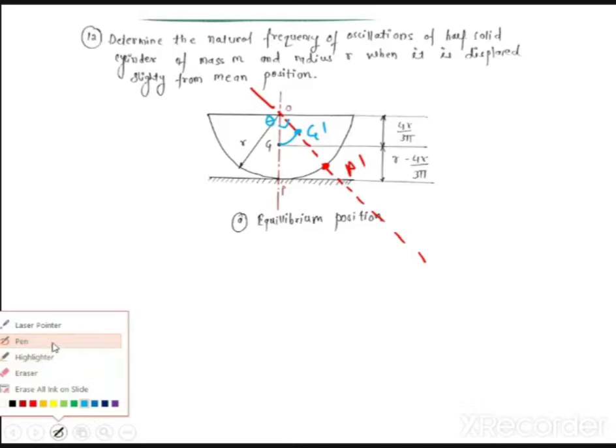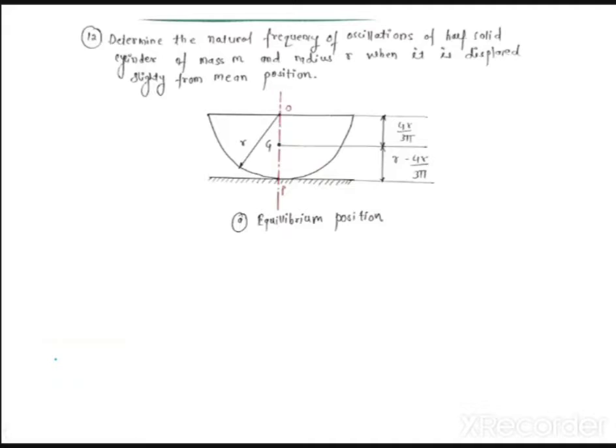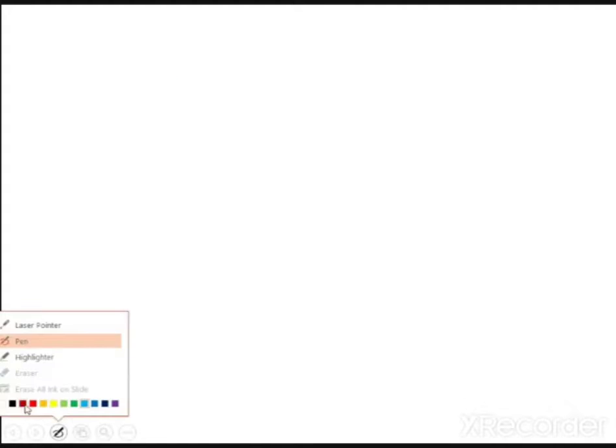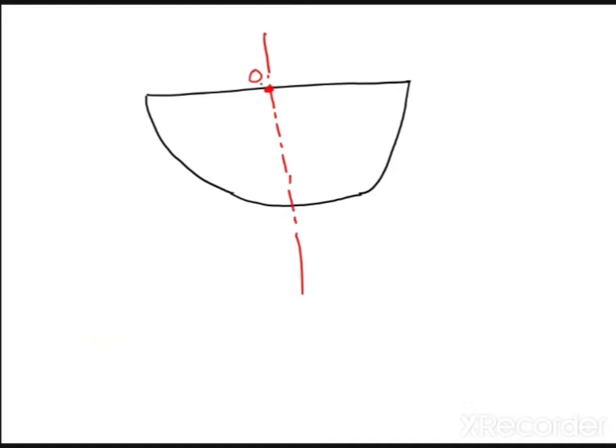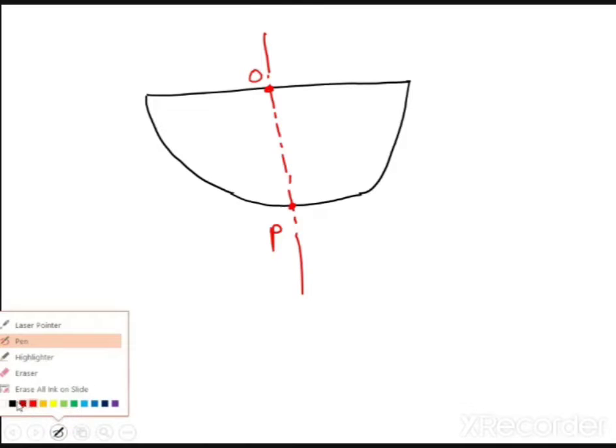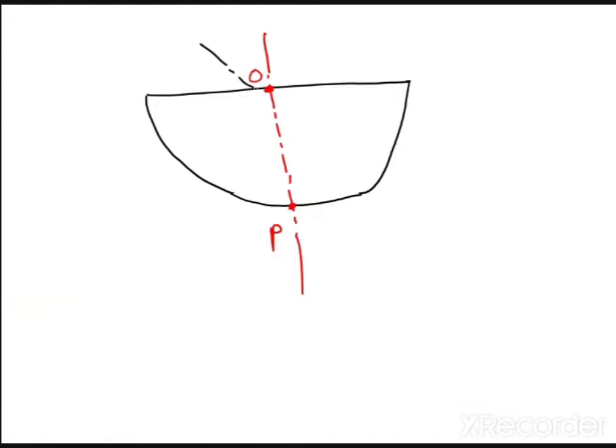Wait, I will draw a diagram and then I will explain to you, so that it will be easy. I will draw a bigger diagram for you so that it is easier to understand. So let us say this is point O. Let us say this is point P. And now let us say it is displaced from its original position.